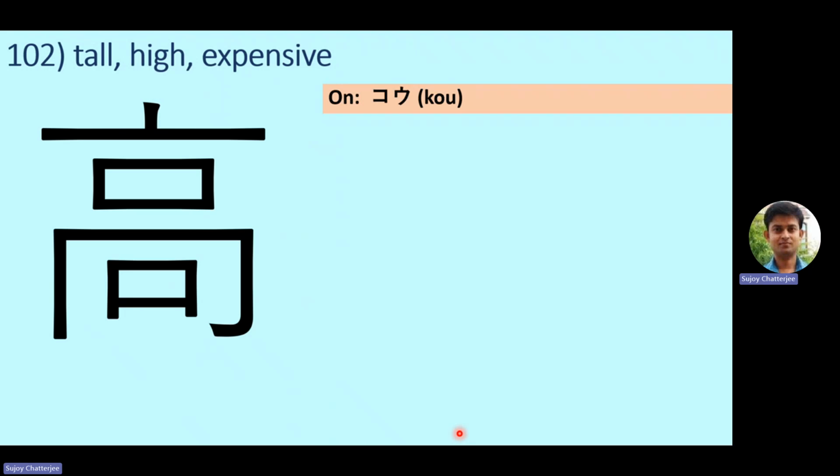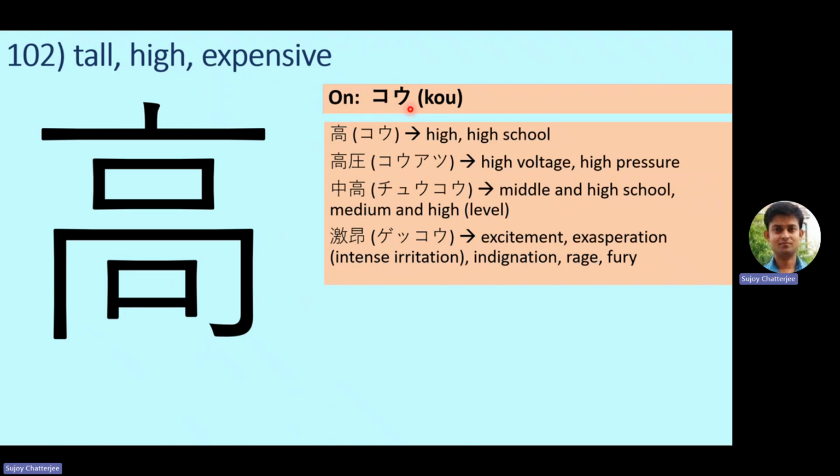Then let's come to the onyomi. Interestingly, this also has the same reading as the previous one. Ko is the reading. Ko, which means high, or it can also mean high school. Then we have koatsu, which means high voltage or high pressure.